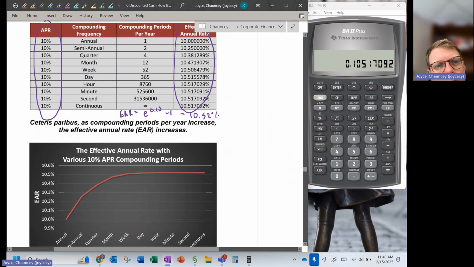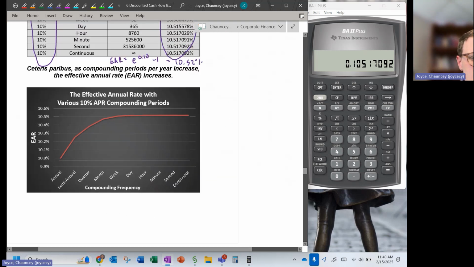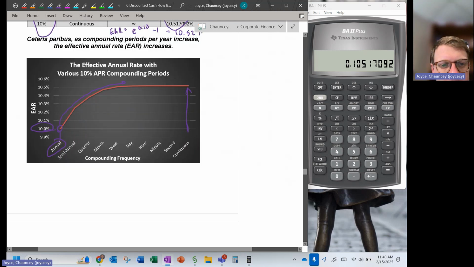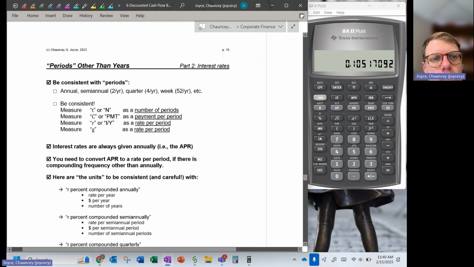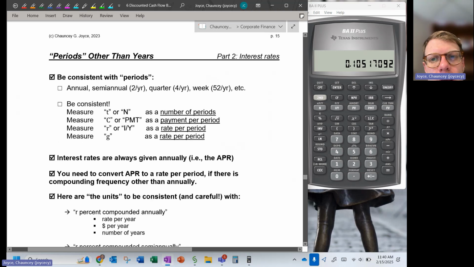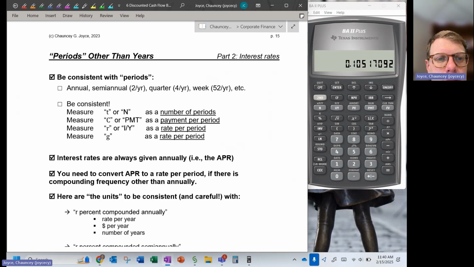If you're more of a visual learner, perhaps you can see this easier: an annual will have the same effective annual rate, but as the compounding periods per year increase, the effective annual rate increases, and then it reaches some limit. All right, so if you do get a question where there are periods other than a year with the interest rates, we have to go back to that periodic rate and then be consistent.